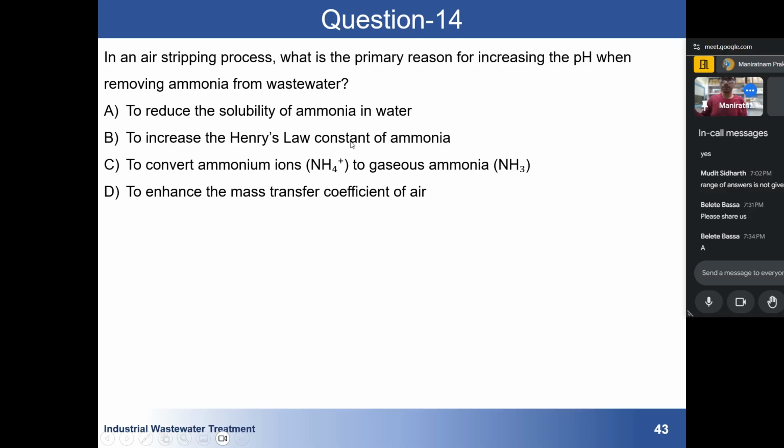Another question. In air stripping, what is the primary reason for increasing the pH when removing ammonia? This is the third question related to ammonia. I guess everyone should be able to answer it. What is the primary reason for increasing the pH?